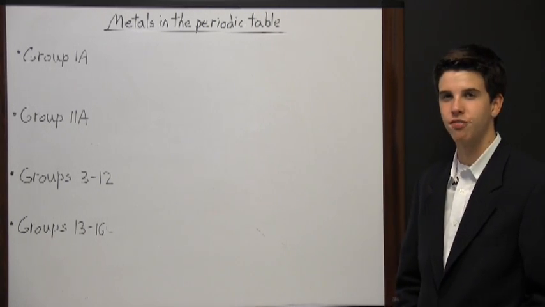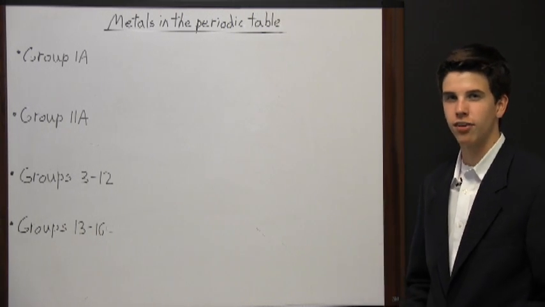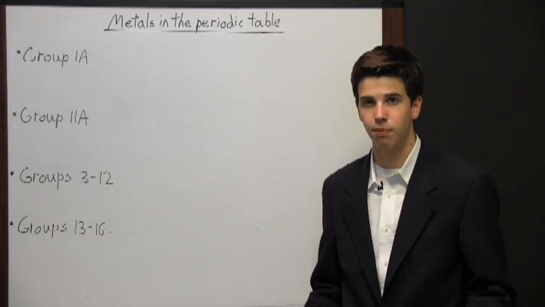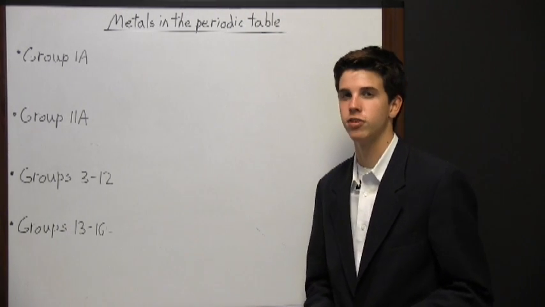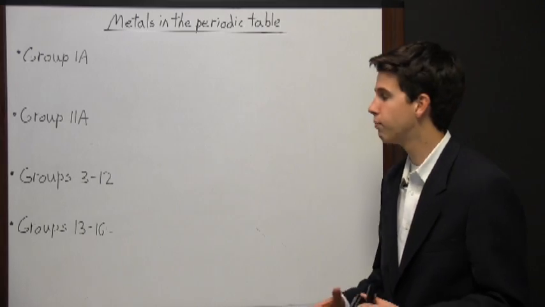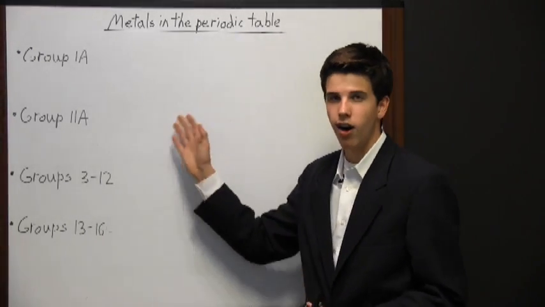Metals can be found in various places on the periodic table. They are generally found on the left side. So if you're looking at the periodic table and you're looking for metals, you're going to find most of them on the left. So the first group of metals is in group 1A, which is the first column of the periodic table, all the way on the left.